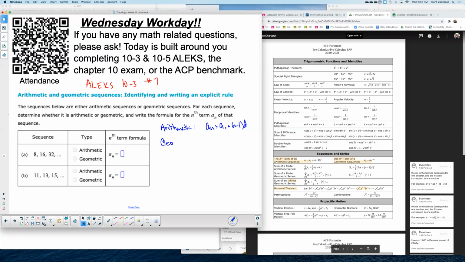And geometric, the geometric formula is that a sub n equals a1 times r to the power of n minus 1, where again the ones correspond and the n's correspond. That formula is from right there.